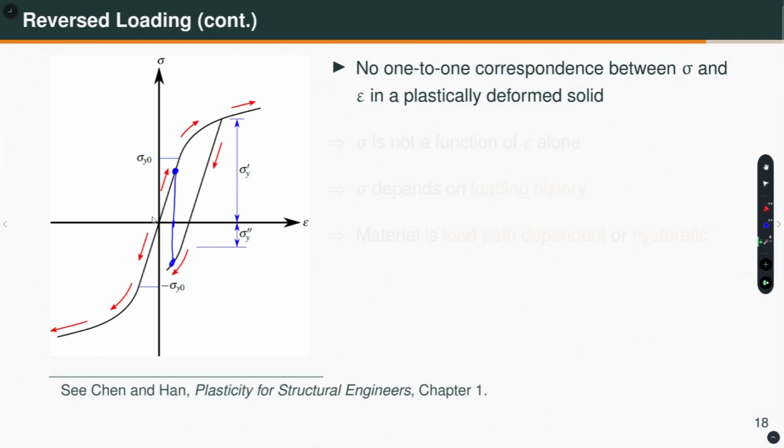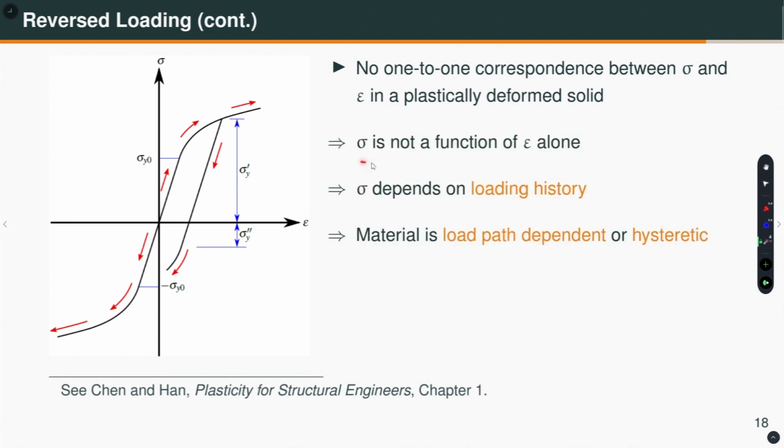For example, if the material was going like this, then at this strain the stress is here, or if the material was taken like so, you are going in this direction, then at this strain the stress value is that. So, therefore, sigma is not a function of epsilon alone, sigma depends on the loading history. Therefore, the material is called load path dependent or hysteretic. So, inelastic materials show load path dependent behavior or hysteretic behavior.